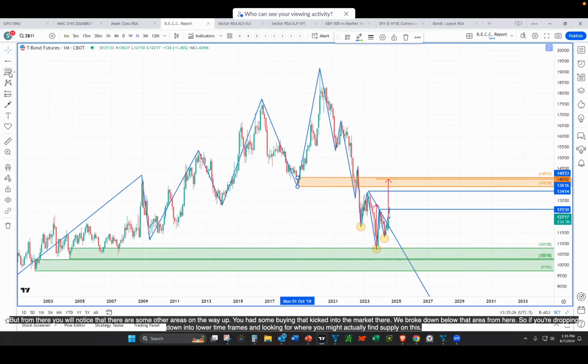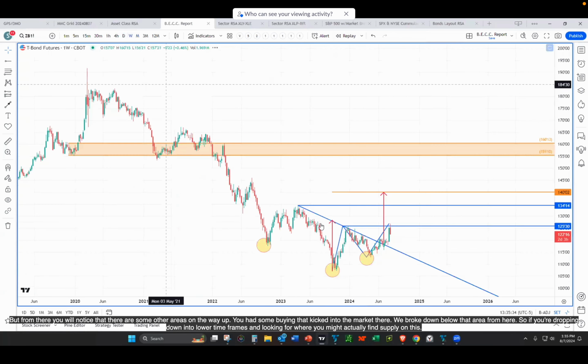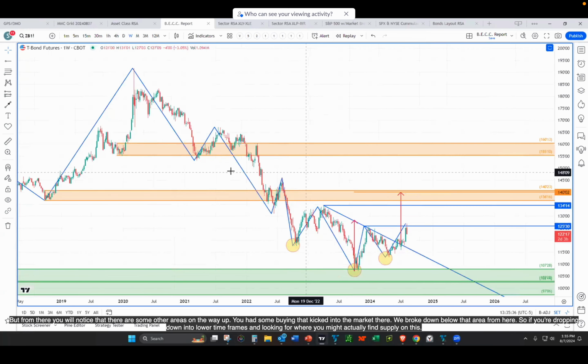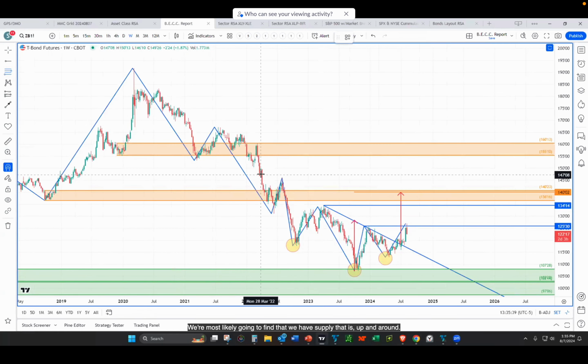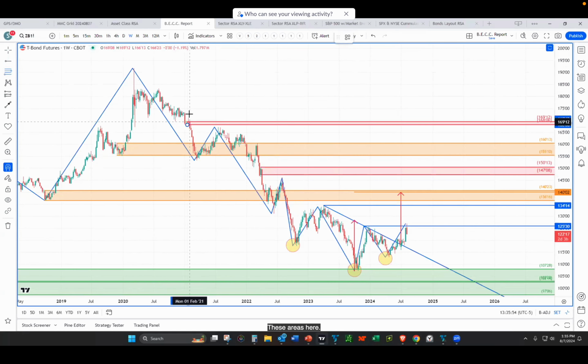But from there, you will notice that there are some other areas, right? On the way up, you had some buying that kicked into the market there. We broke down below that area from here. So if you're dropping down into lower time frames and looking for where you might actually find supply on this, we're most likely going to find that we have supply up and around this area here at 147.08 to 150.13, and then coming back up into these areas here.